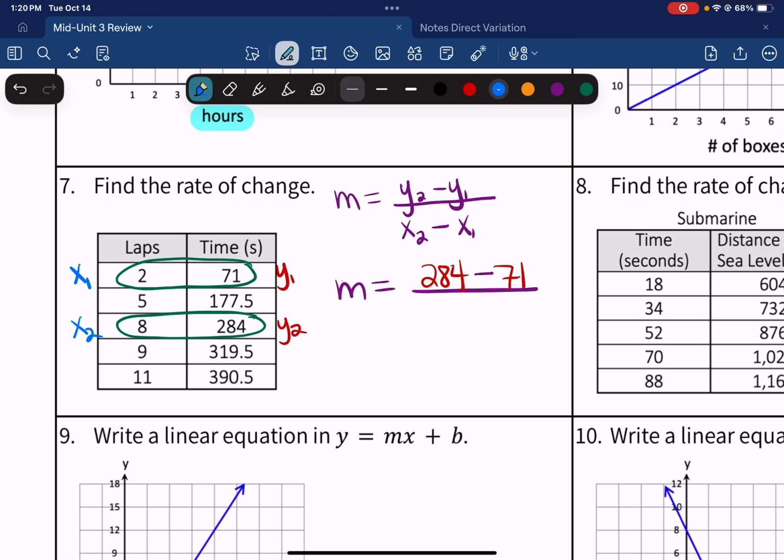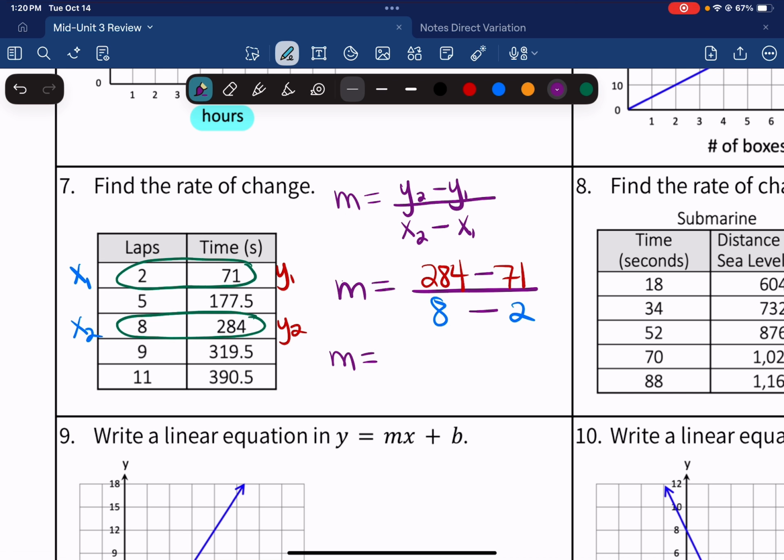We start with x2, which is the number 8, minus x1, which is the number 2. Now, if you use a graphing calculator like the TI Inspire, you can hit Control Divide and type it in just like this, or you can use Desmos. Either way that you want to simplify this is fine with me. So when we type this into our calculator, we end up getting a fraction of 71 over 2.